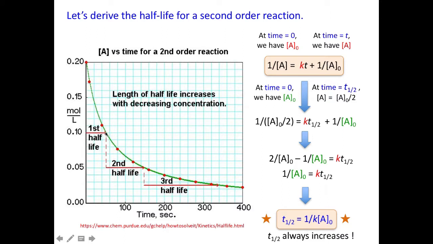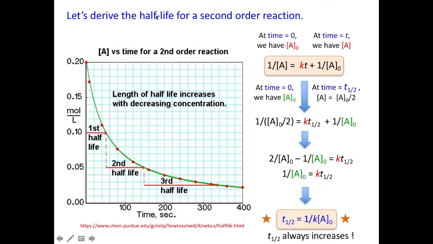Now, to go from 0.1 molar to half of its value, which means to 0.05, we need now longer time. So the second half-life is larger. And if we do this again, from 0.05 to 0.025, we need even longer time. So we can see graphically that the half-life of a second order reaction keeps increasing, as also seen by this expression.